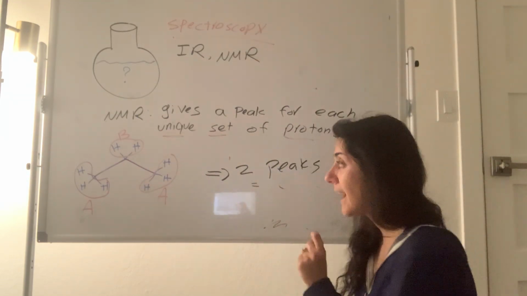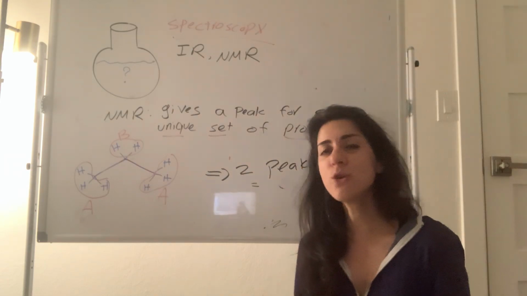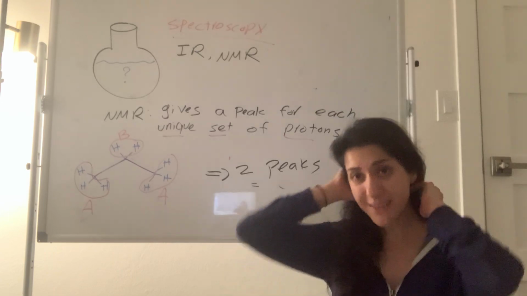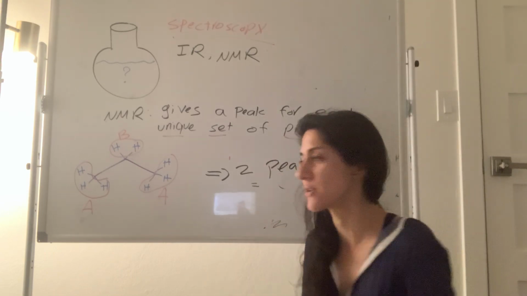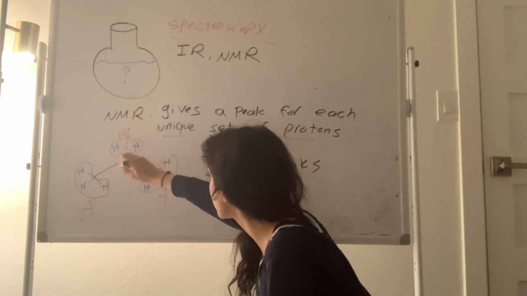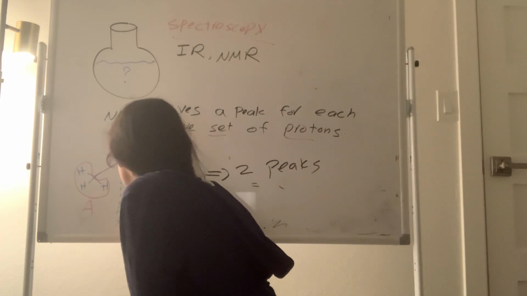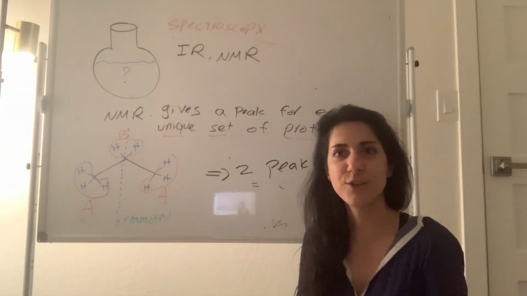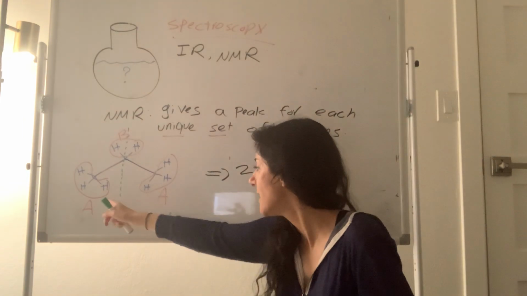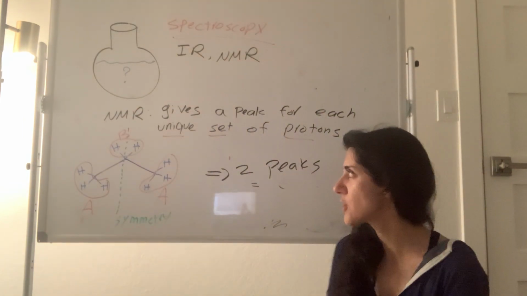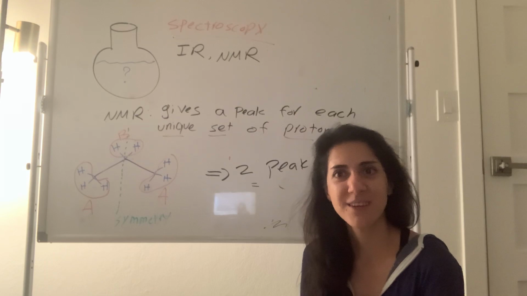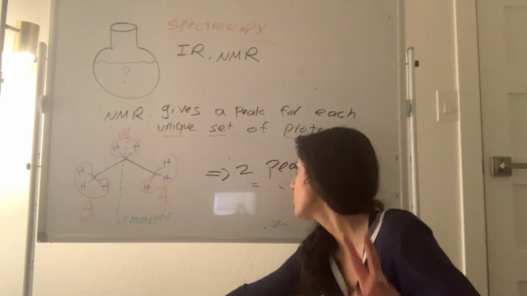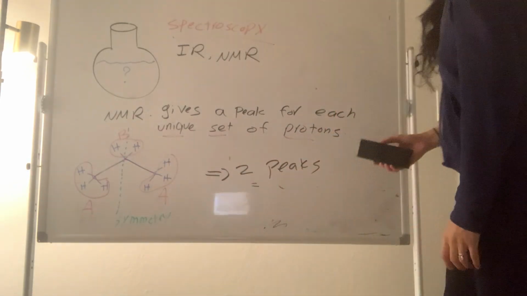Now, another way to know that is to look for symmetry. I'm not good with symmetry, but if you are good with symmetry, that's great. You should definitely also look at symmetry, because I have a symmetry right here, right? If you look for symmetry, you can see that these are equivalent to each other. There's a symmetry over here. These are exactly equivalent to each other, almost like a mirror image. So far, so good? Okay, so we have 2 peaks for NMR for propane.